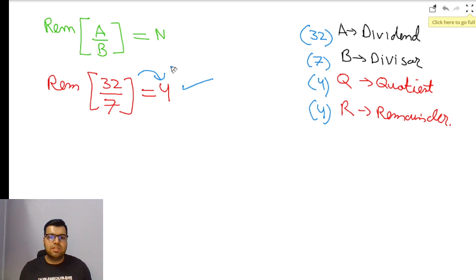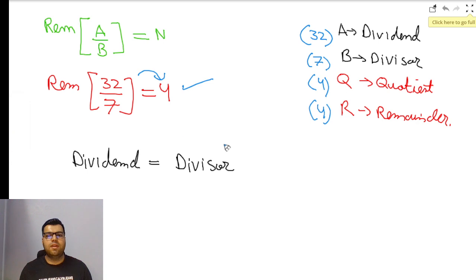Another representation you should know, which is used in certain questions, is the basic form you already studied in 8th class. I'm repeating it here because it is useful in certain questions. Dividend is equal to divisor into quotient plus the remainder.